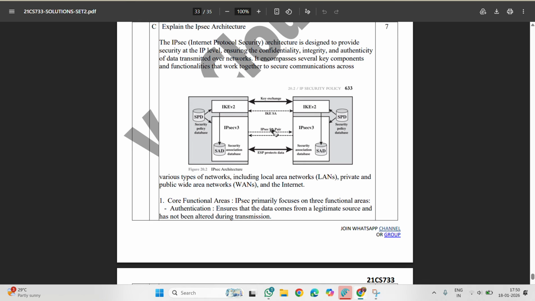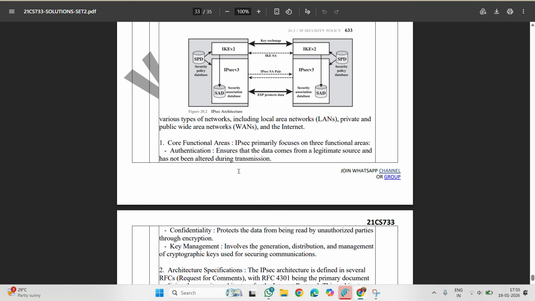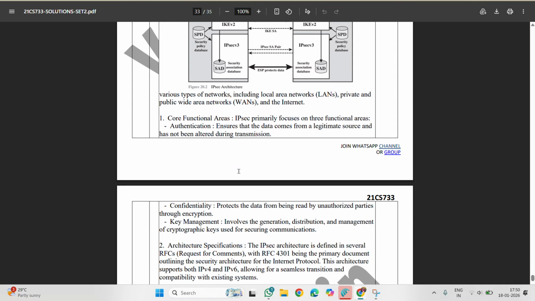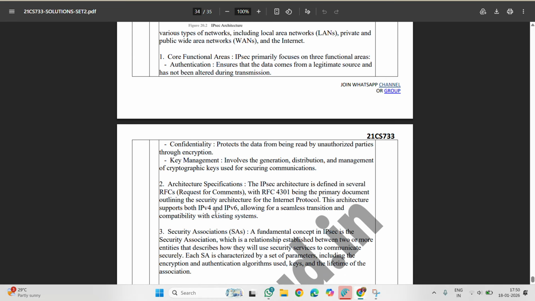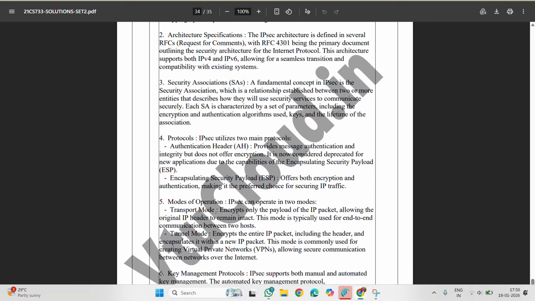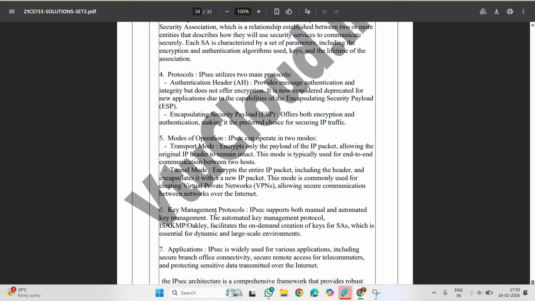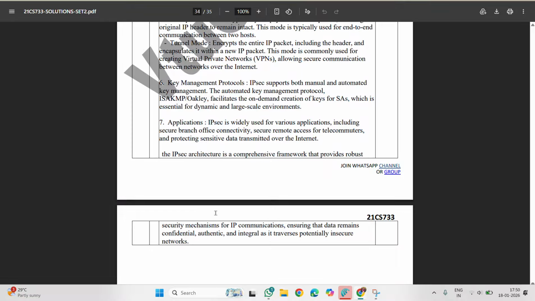After this, draw the diagram or architecture of the IP security protocol and explain the functionalities of the IP security protocol like core functional areas, confidentiality, key management, and architecture specifications, security associations, protocols, modes of operations, key management protocols, applications. If you people explain this much, it's enough for this question.